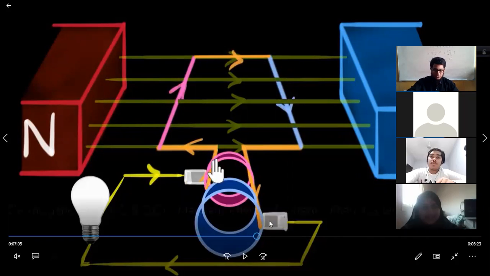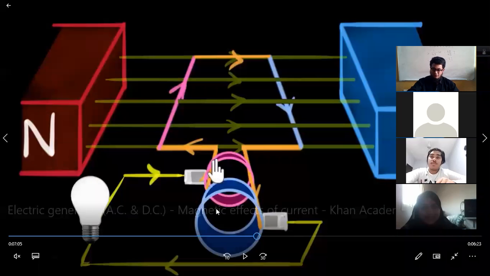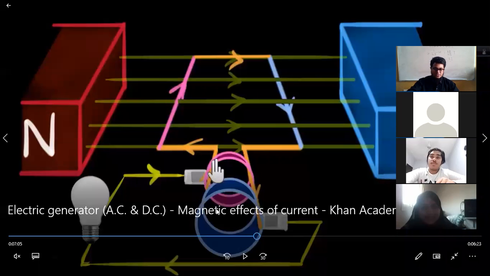So those brushes are fixed here, and these are conductor brushes, so through these brushes the electricity can flow, and it is connected with a slip ring. This ring can slip through the brushes.